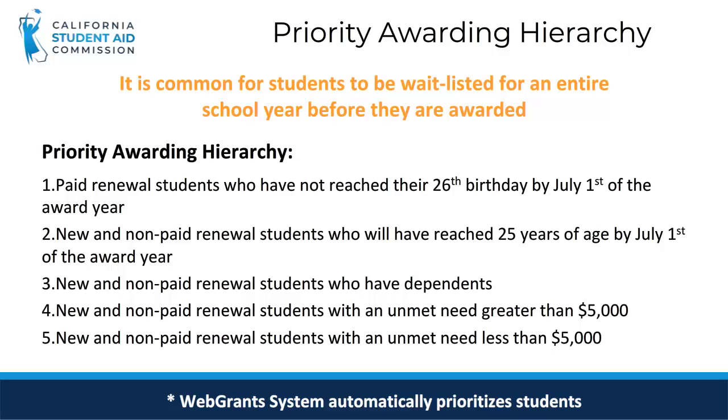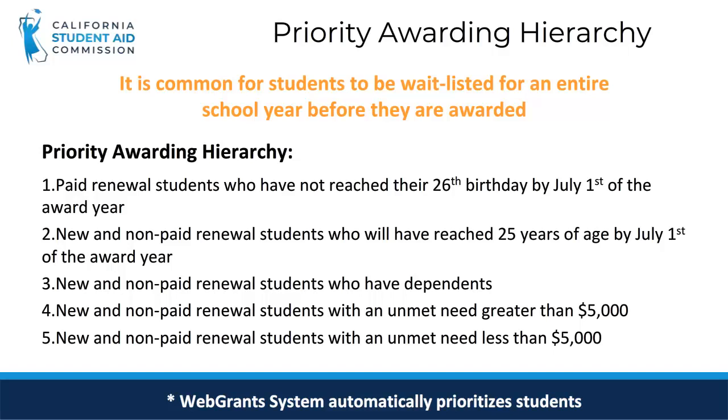Paid renewal students, that is, students who have previously received a Chaffee payment; new and non-paid renewal students who will be 25 years old as of July 1st of the award year; new and non-paid renewal students who have dependents; new and non-paid renewal students who have an unmet need of $5,000 or more; and new and non-paid renewal students who have an unmet need of less than $5,000.